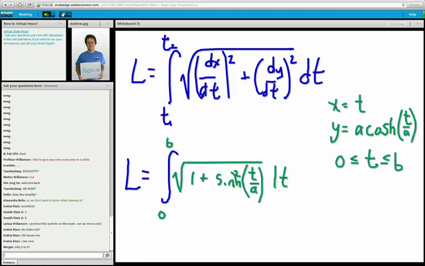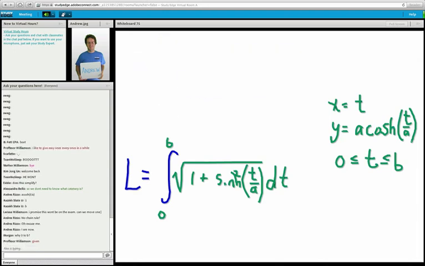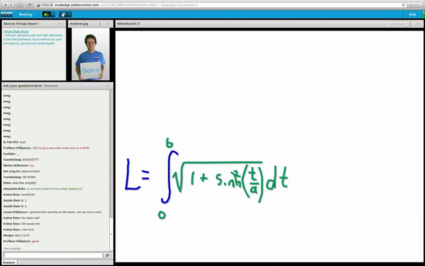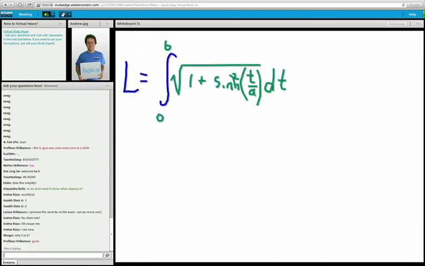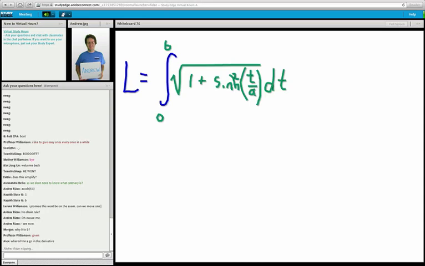All right, so now let's clean this up. I'm gonna scoot this up a little bit. Get rid of this. Move this up. 1 plus sinh squared is actually cosh squared, and the square root of that would be cosh. So this boils down to the integral of cosh of t over a.